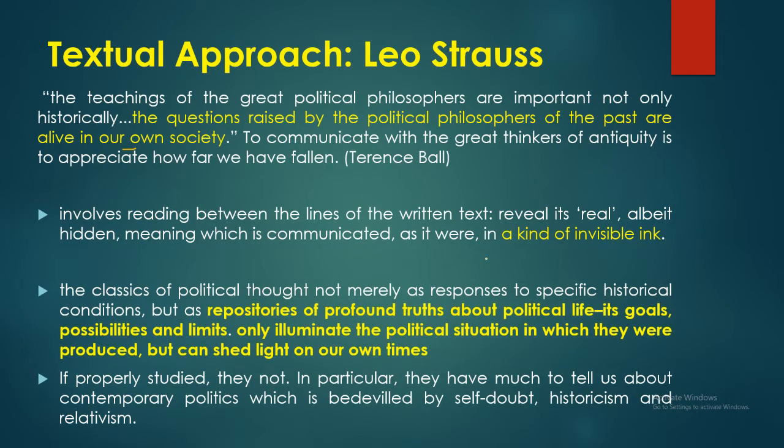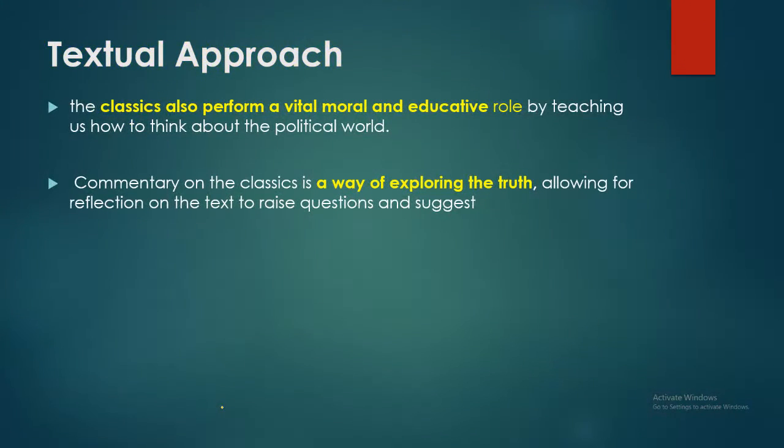He also says that the writings written by these writers are in invisible ink. The point is that the important philosopher or interpreter has to interpret those writings. These writings written by these classical writers are also a repository of profound truth about political life goals and also illuminate the political situation in which they were produced. So he emphasizes that there is a need to properly study those classical writers, and we should do away with the many confusions that are faced by contemporary politics. So these are the things which are said by Leo Strauss.